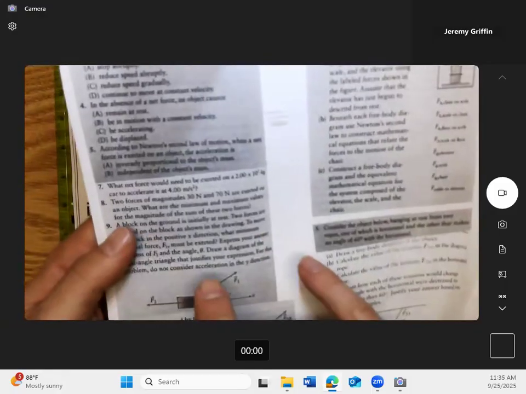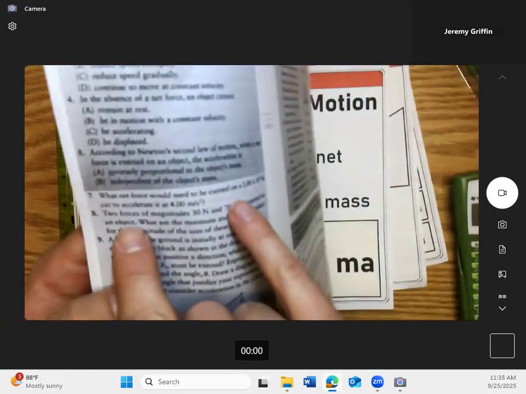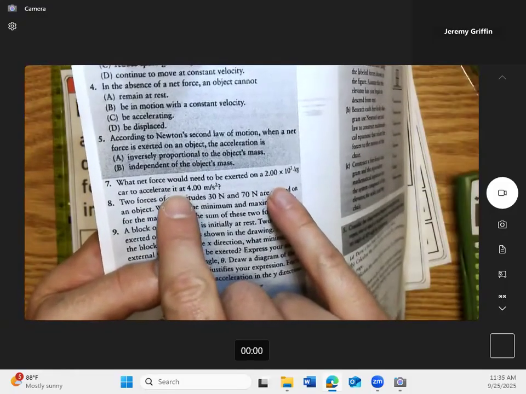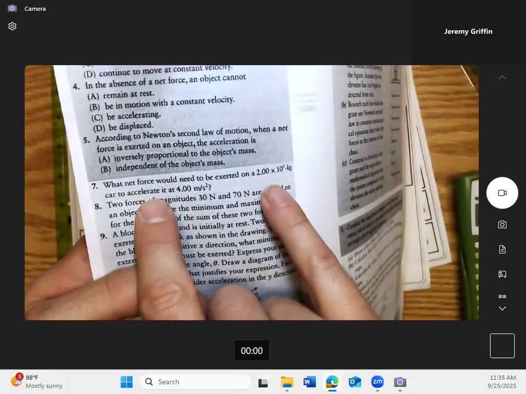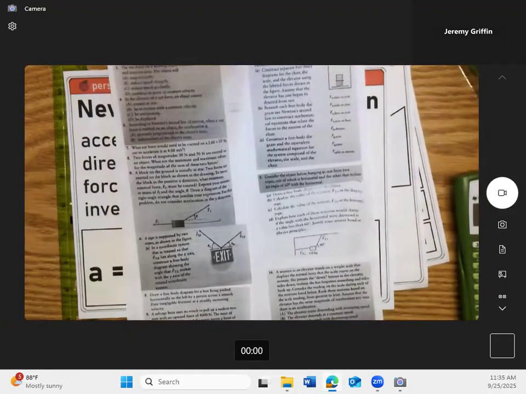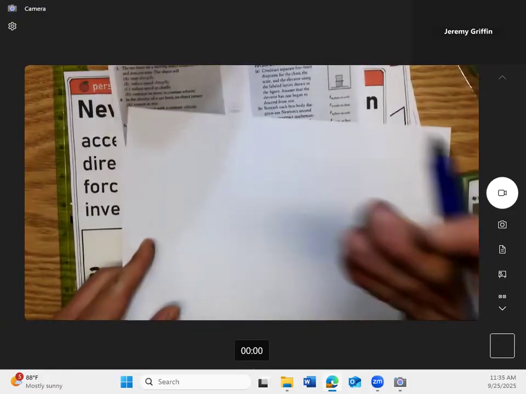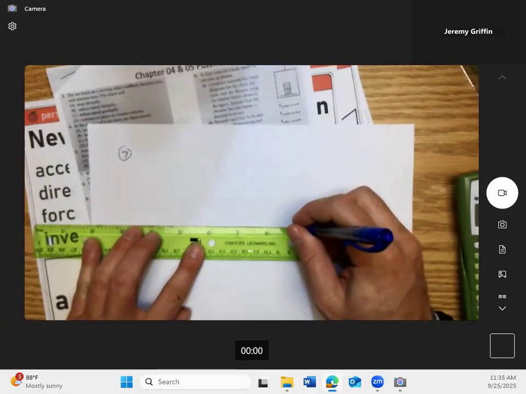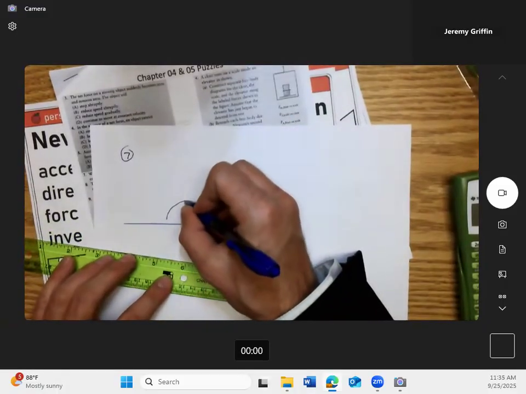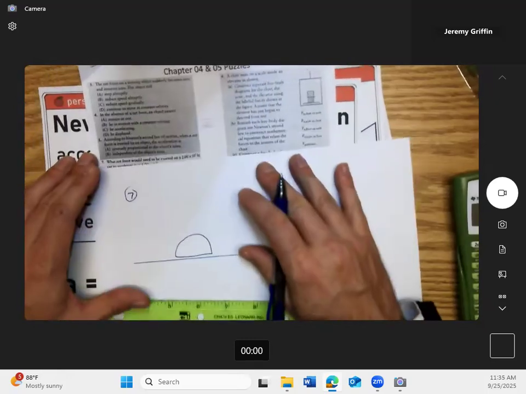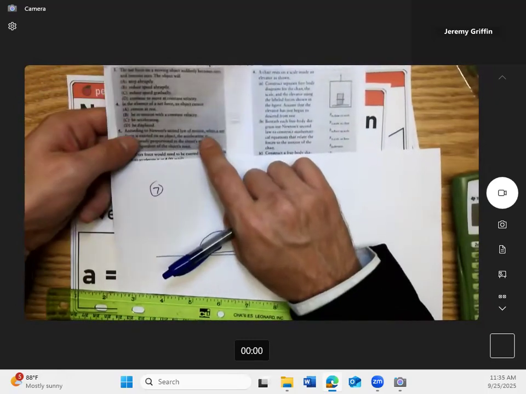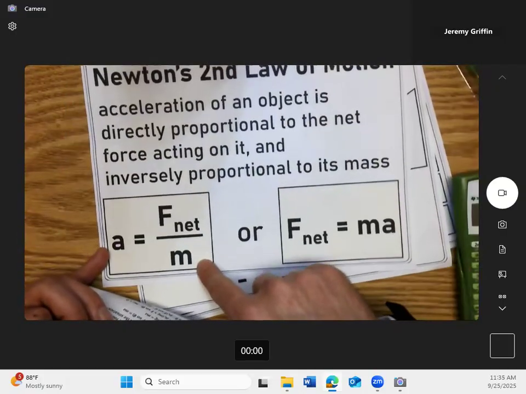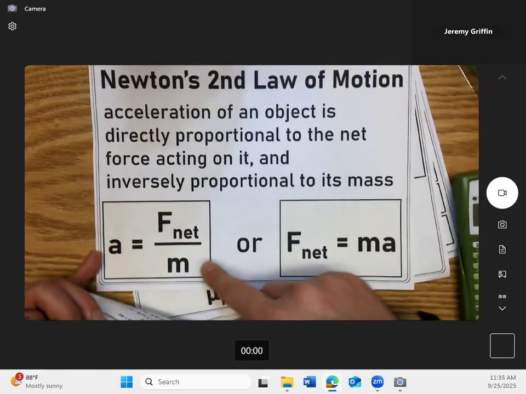All right. Numbers. Let's do 7, 8, and 9 right here. So number 7: what net force would need to be exerted on a 2 times 10 to the 3 kilogram car to accelerate it at 4 meters per second squared? I'm going to draw that one up. We're actually going to do an extension question on those two. Number 5 is, according to Newton's second law of motion, when a net force is exerted on the object, its acceleration is inversely proportional to the mass. That's number 5.